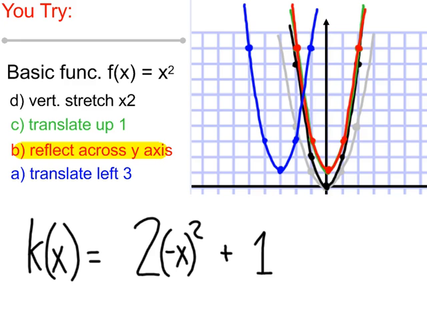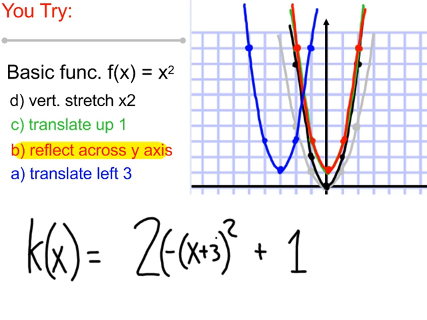Our final move would be to translate this to the left 3 units. So let me clear myself a little space here. And remember the rule for that. Erase the x, replace it with the parentheses x, counterintuitive, plus 3. And so that could be your final equation for k of x.